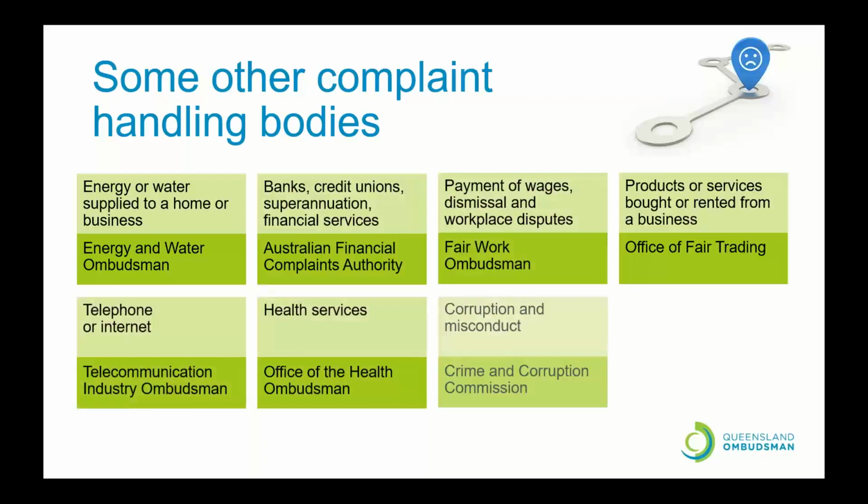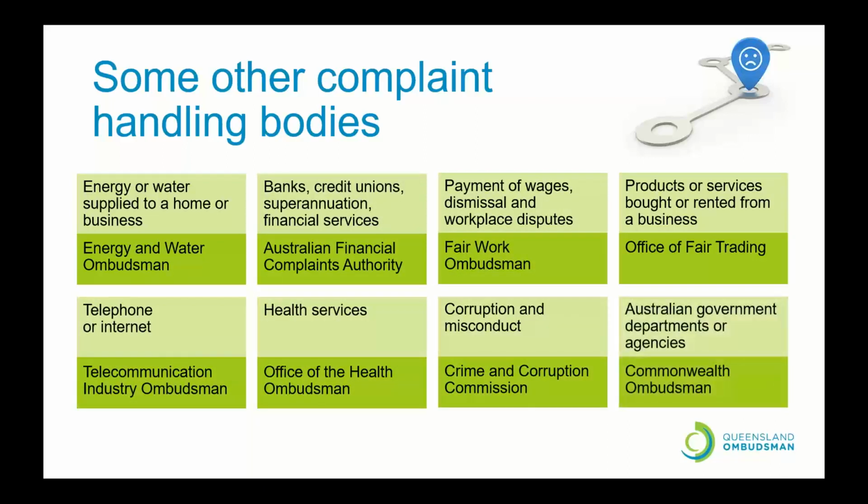These are some examples of the many other complaints bodies that are out there. The Crime and Corruption Commission looks into matters relating to corruption rather than us. The Office of the Health Ombudsman is established by the Queensland Government to look at complaints about health services, so we'll ask people to go there for health complaints. Similarly, for complaints about Centrelink or the National Disability Insurance Agency, because they're both Australian government agencies, the Commonwealth Ombudsman is a better place to go. So there are just some examples of other complaints bodies. I really encourage you to look at our website to try and find the right complaints body.